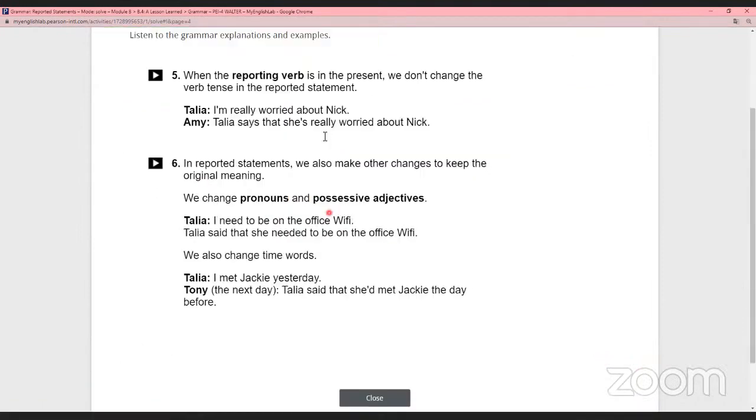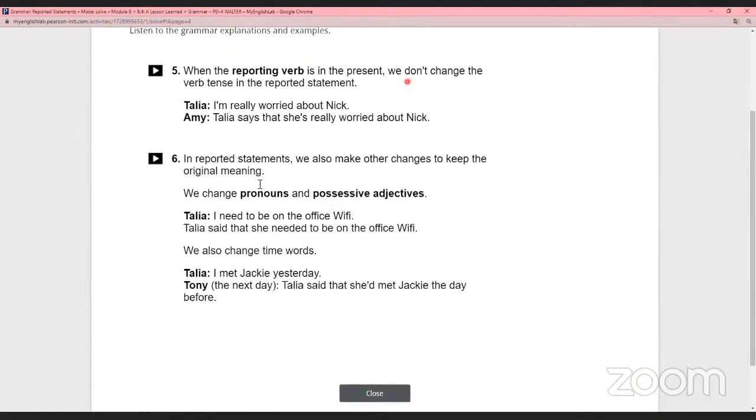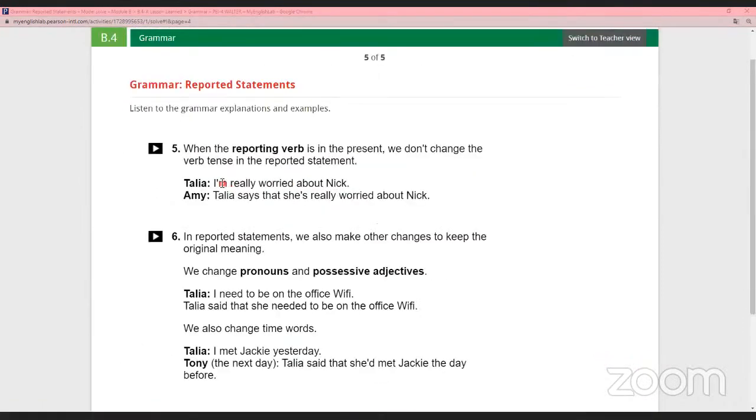Now we're going to continue with point number 5, reporting verbs. So let's listen. When the reporting verb is in the present, we don't change the verb tense in the reported statement. I'm really worried about Nick. Talia says that she's really worried about Nick.